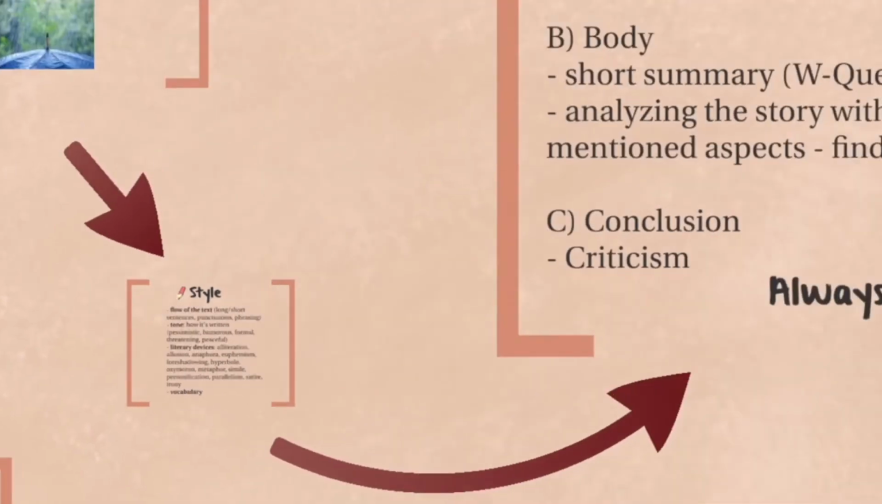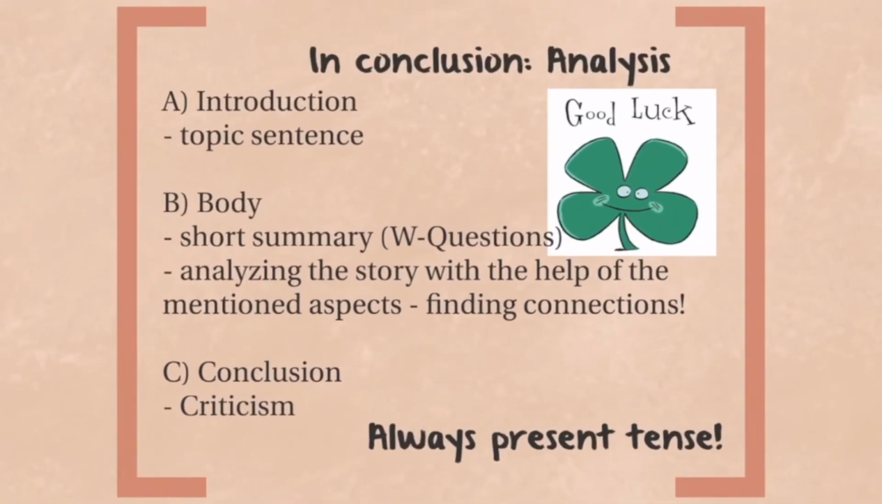All in all, your analysis should be divided into three parts. The introduction, with a topic sentence where you write the name of the author, title, text type, genre, year of publication, and shortly what the story is about. In the second part belongs a short summary where you answer the W questions. Also, you have to analyze the story with the help of the mentioned aspects. Try to connect your findings.